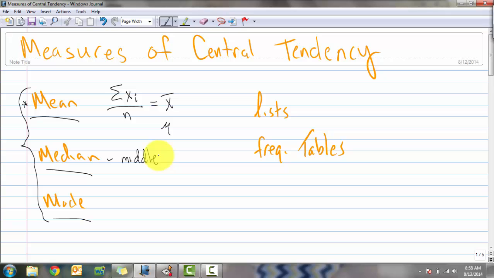Median is middle. That is, put the data in order from least to greatest and find the number that's exactly in the middle. If there is an even number of data values, you take the two middle values, add them together, and divide by 2. We find the mean of those two middle ones.